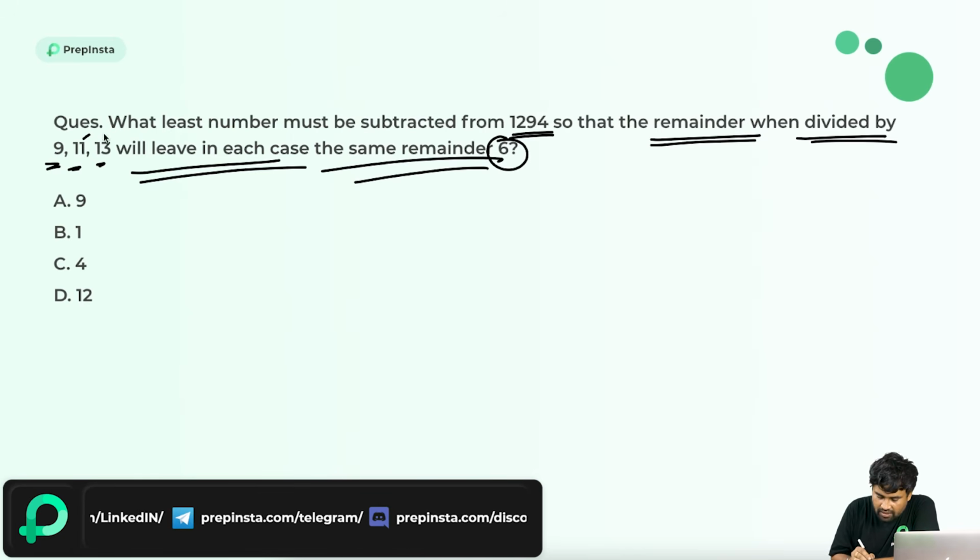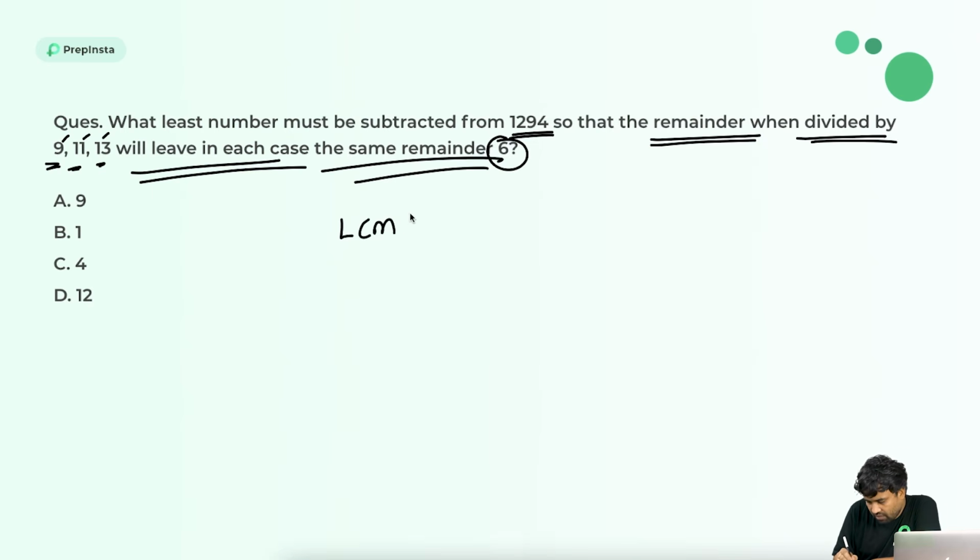So when 9, 11, 13 are dividing some number and leaving the same remainder, the first logic is you need to find the LCM of the given numbers. So what is the LCM of 9, 11, 13? 9, 11, 13 are co-primes, so the LCM is always 9 into 11 into 13 directly.